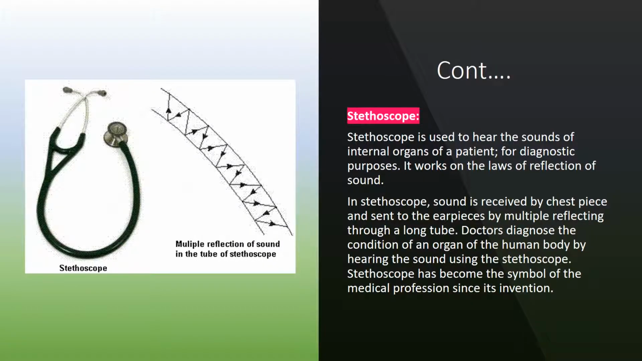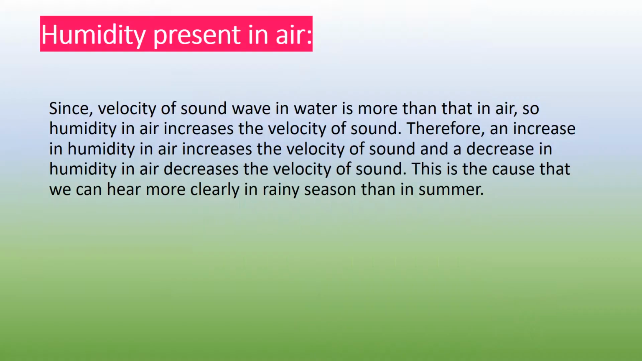Stethoscope. Stethoscope is used to hear the sounds of internal organs of a patient, for diagnostic purposes. It works on the laws of reflection of sound. In a stethoscope, sound is received by the chest piece and sent to the earpieces by multiple reflections through a long tube. Doctors diagnose the condition of an organ of the human body by hearing the sound using the stethoscope. Stethoscope has become the symbol of the medical profession since its invention.